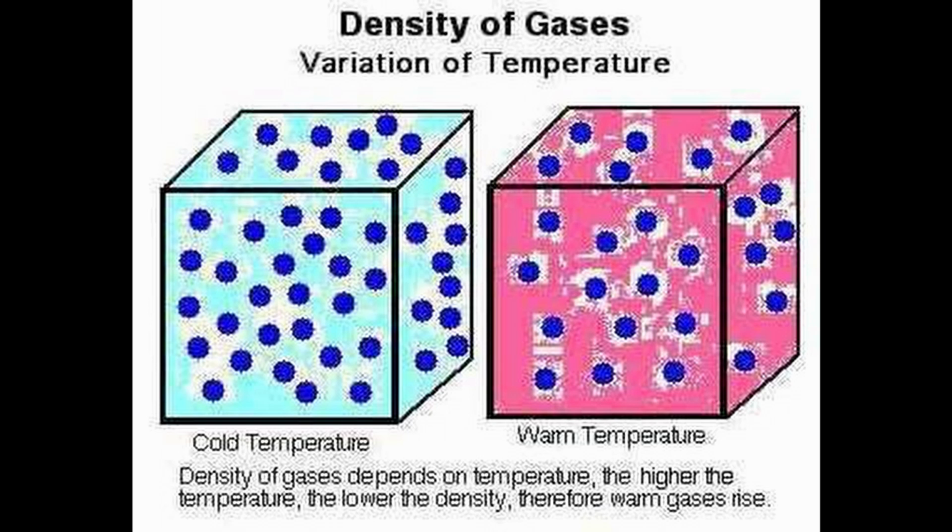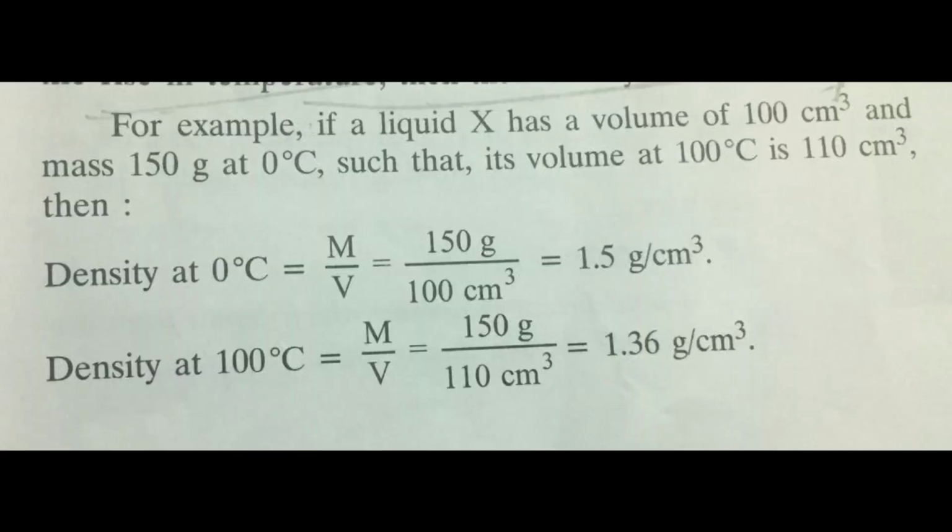Let's take an example. As you can see here, for example, if a liquid X has a volume of 100 cm³ and mass 150 grams at 0 degrees Celsius, such that its volume at 100 degrees Celsius is 110 cm³, then let's find out the density in both the cases. Just try to understand, children. Let us take the example of any liquid, like liquid X. Its volume is how much? 100 cubic centimeter, and its mass is how much? 150 grams at the temperature of 0 degrees Celsius.